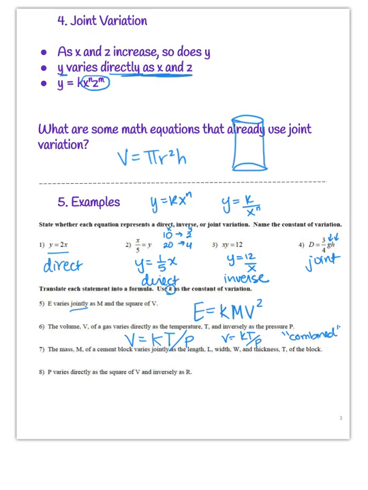The mass, okay, so I'm going to say m equals k. I just immediately start with that. Varies jointly, so both direct, with the length, the width, and the thickness of a block. P varies, so P equals, put in k, directly as the square of v, and inversely as r, another example of combined.